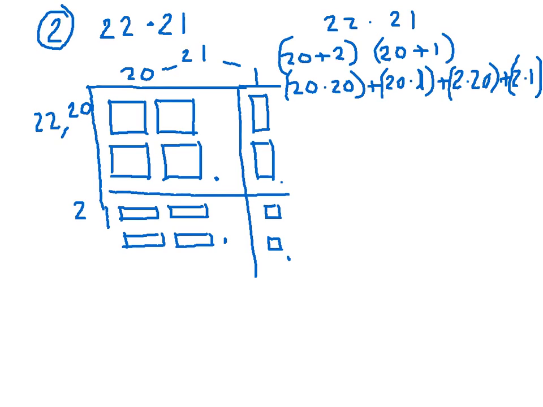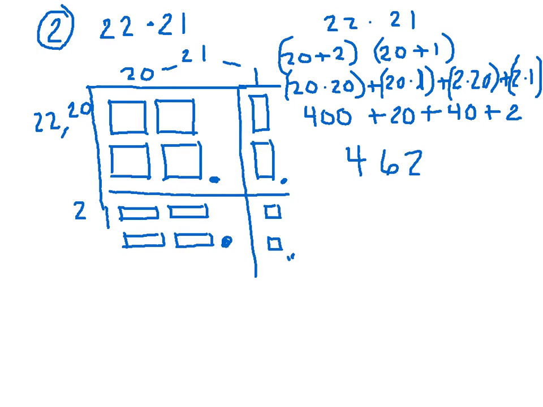Oh, my plus line got lost. Okay, 20 rows of 20. This one, of course, that's 400. Plus 20 rows of 1, which would be 20, plus the 2 rows of 20, which of course is 40, plus the 2 rows of 1, which is 2. Then I have 4 hundreds, 6 tens, and 2 ones for an answer of 462.